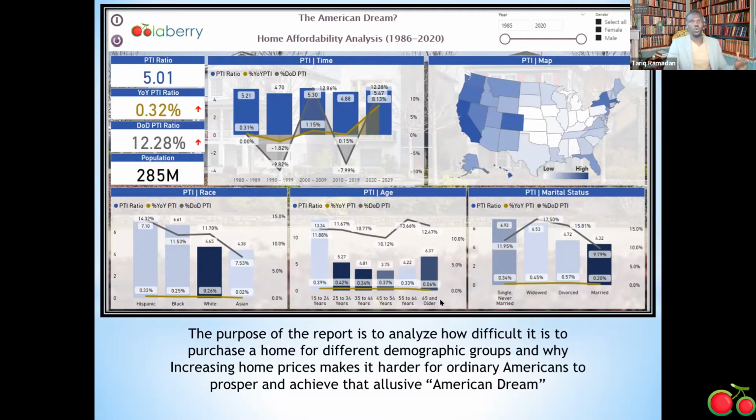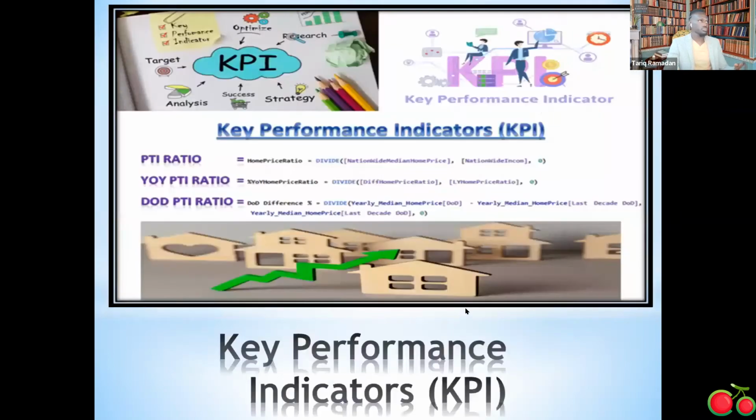But before we move forward, let's go over some keywords, key performance indicators, and the data dictionary. So the report revolves around the price to income ratio, and also the year over year price to income, as well as the decade over decade price to income. The raw data itself comes from various sources, mainly the Census Bureau, Department of Labor, and Zillow.